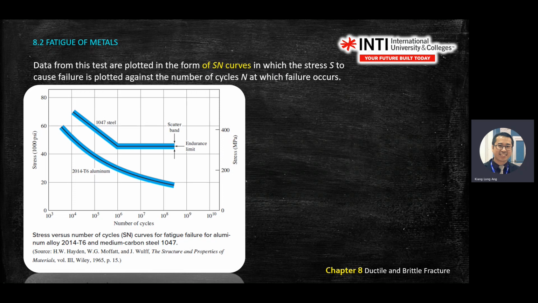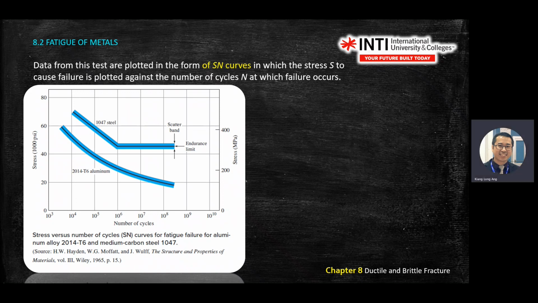For fatigue, we will use one diagram. In the previous chapter, in the tensile test, tensile means you pull at both ends until it fails. Fatigue means you have a cycle of loading. You load and then unload, load and then unload. So for the tensile test, you have a tensile graph of stress versus strain.